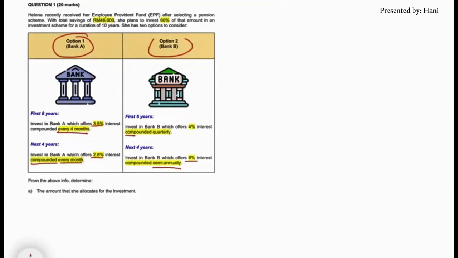Let's look at the first question, question A. The amount that she allocates for the investment, which basically means the amount up here, the 60%. She plans to invest 60% of that amount, referring to this amount right here, which is 46,000. So basically, she plans to invest 60% of 46,000. Okay, just write this down, 60% over 100 times 46,000. Go ahead and press that on the calculator and you'll get yourself RM27600, and that would be the final answer for question A.